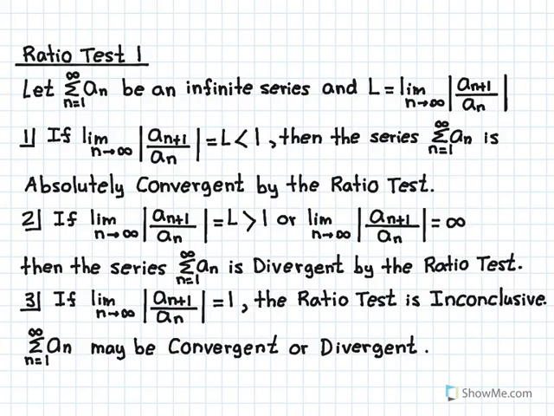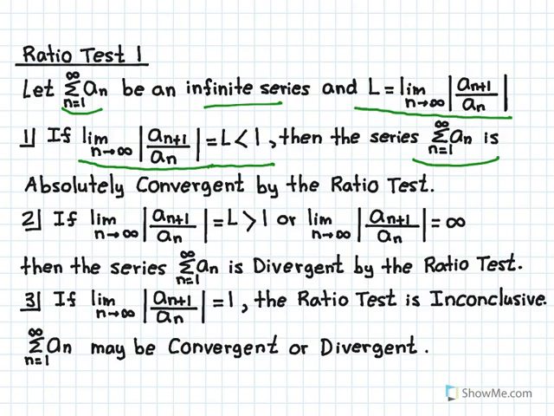In this video, we're going to look at another type of convergence test known as the ratio test. Let the summation of a sub n be an infinite series, and L equal the limit as n approaches infinity of the absolute value of a sub n plus 1 divided by a sub n. Case number 1: if this limit is equal to L and this ratio is less than 1, then the series summation n equals 1 to infinity a sub n is absolutely convergent by the ratio test.